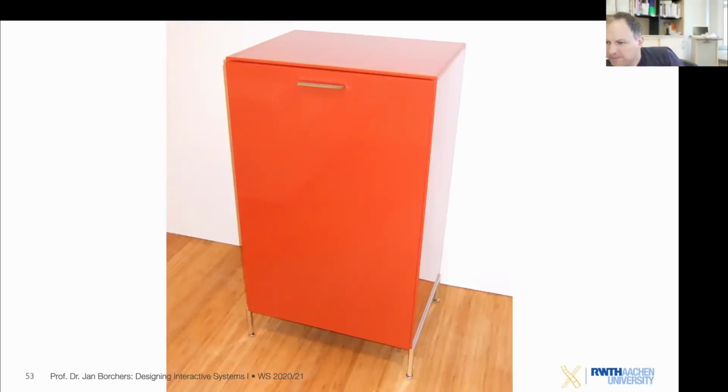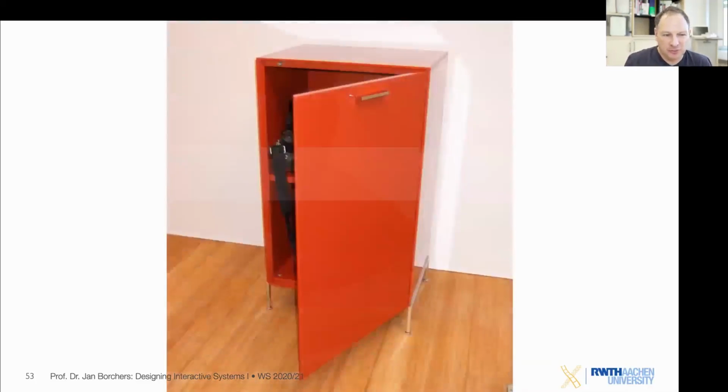Elena, you want to try? Because there's a handle, I would try to pull. Yes, of course, you would pull the handle. And guess what happens? When you pull the handle, this is what happens.